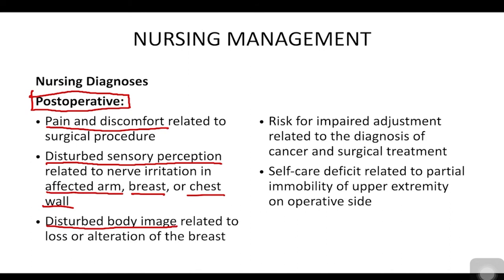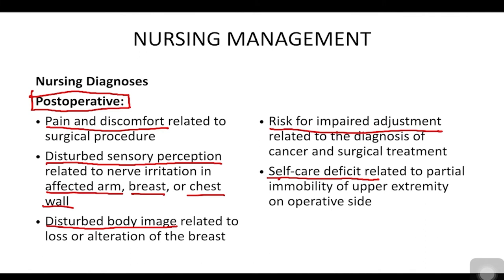Okay, risk for impaired adjustment. Okay, so mahirapan siya mag-adjust kasi yung lifestyle would be a different kind of thing. And last but not the least is self-care deficit related to partial immobility of the upper extremity on the operative side. Siyempre, may opera ka dun sa side na yun, or the patient has an operation on that side, the raising and movement of her arm would be a little bit restricted at that point of time post-operative. So self-care, especially if that hand is her dominant hand, expect a little bit of self-care deficit there kasi mahirapan siyang gumawa ng activities of daily living niya. Okay, next one.